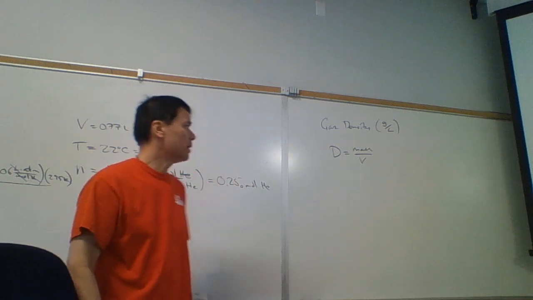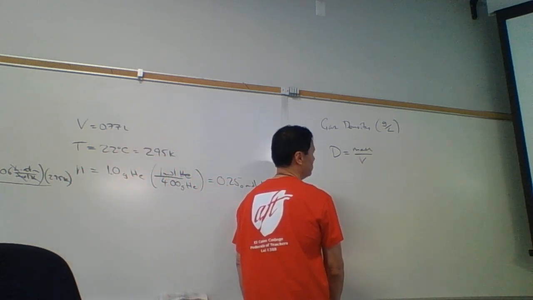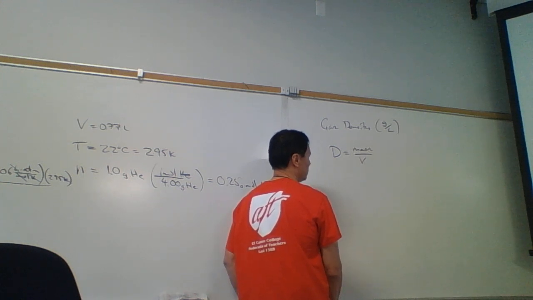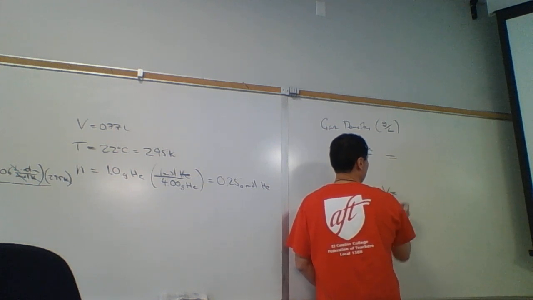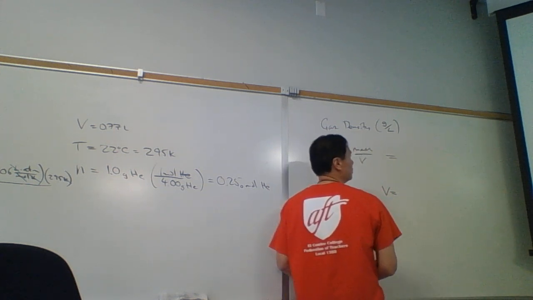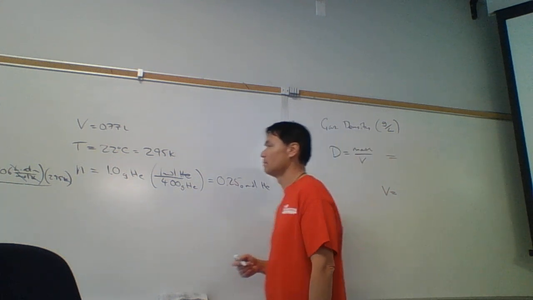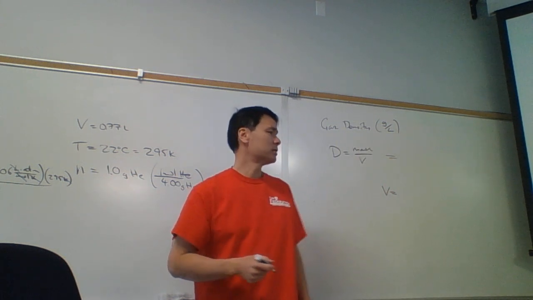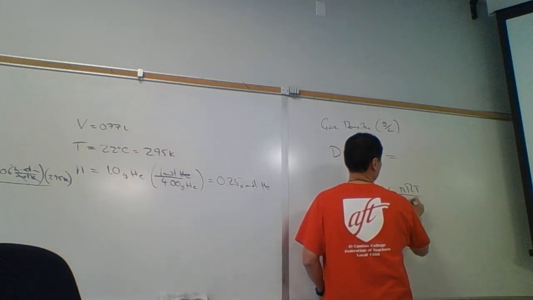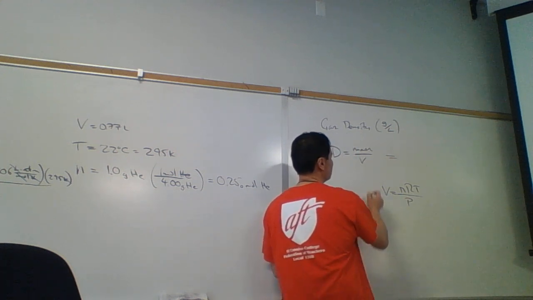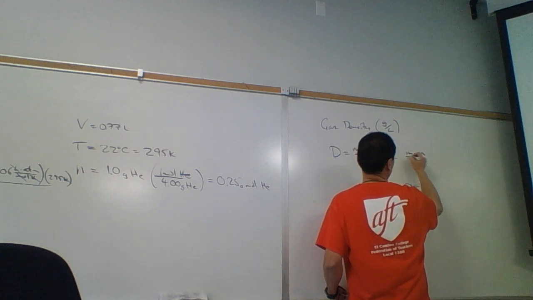Now, we could measure it. We could just weigh the gas and then measure its volume, but that's a hassle. And so there are alternate ways of doing this. We're going to solve the ideal gas law for V. If PV equals nRT, then what does V equal? V is equal to nRT over P. And so then we're going to substitute that in here. And so we're going to get the mass divided by nRT over P.